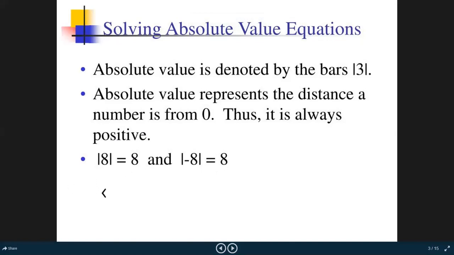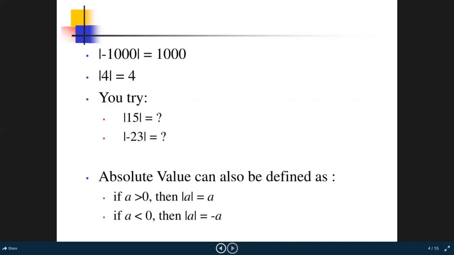If we move from 0 to the new position on the right side, the absolute value of positive 8 is also equal to 8 because we move 8 units to the right. The absolute value of minus 8 is equal to 8, because we move from 0 to the left side 8 units. We don't consider the direction, we just take how much we move from 0 to the new position. For example, the absolute value of minus 1000 is equal to plus 1000.